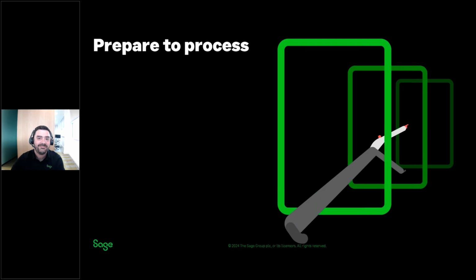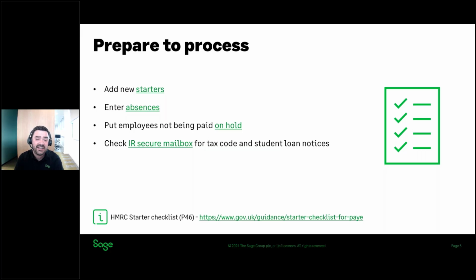For this part of the webinar, I'm going to take you through a 4-step checklist. Those 4 steps are: number 1, to add any new starters that joined you since the last payroll that you ran. Step 2 is to enter absences that qualify for a statutory payment, such as sickness or maternity leave. Step 3 is to put employees who are not being paid on hold to exclude them from the pay run. And step 4, if you receive your notifications online, is to check your IR Secure mailbox for any new tax code or student loan notices.